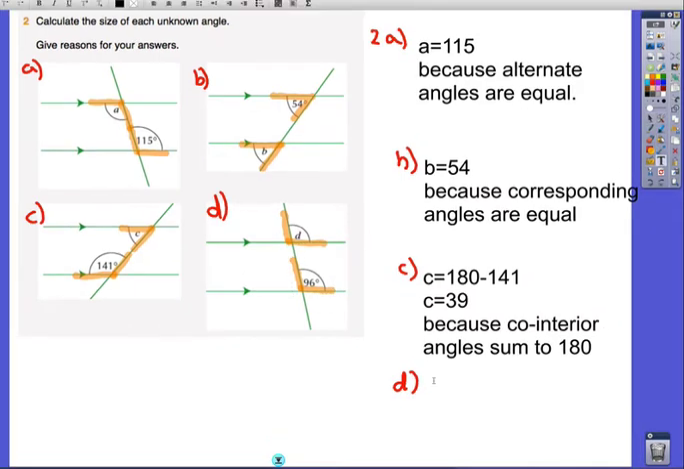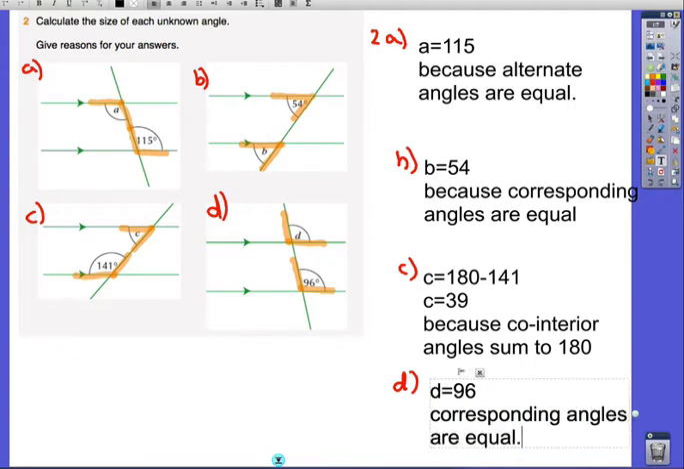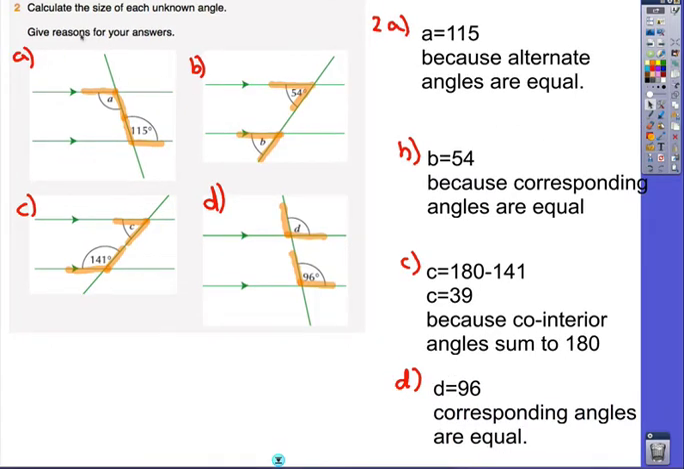If you move it up the line, angle D and 96 are equal to each other. So to get the full marks, I'm going to write down D is equal to 96 degrees as corresponding angles are equal. And this will get the full marks. A lot of you just wrote down the angle size, and it's not wrong, but to get the full marks you must give your reasons.